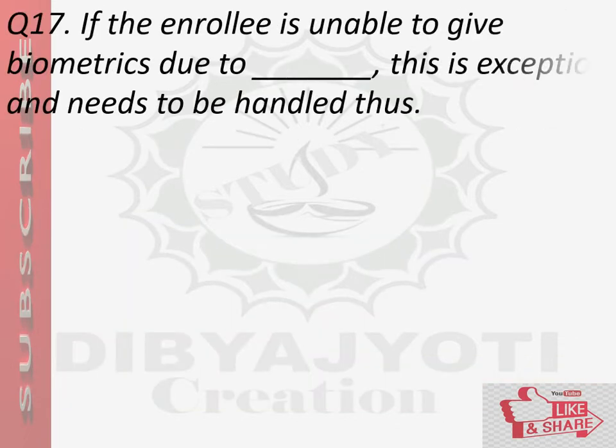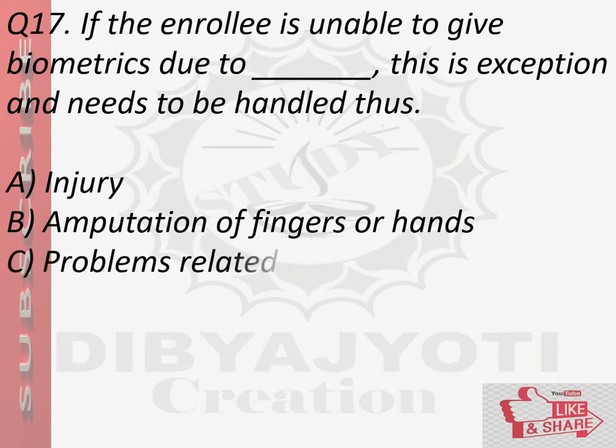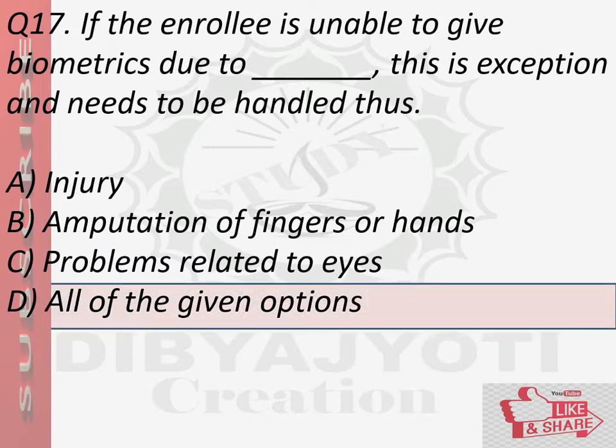Next, if the enrollee is unable to give biometrics due to dash, this is an exception and needs to be handled thus. Options are: option A, injury. Option B, amputation of fingers or hands. Option C, problems related to eyes. D, all of the given options. And the answer is option D, all of the given options.